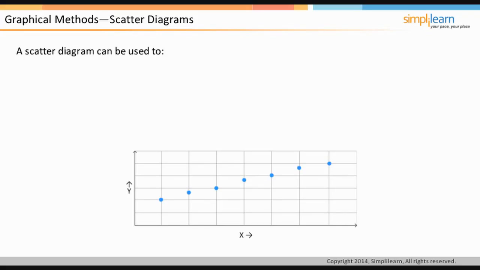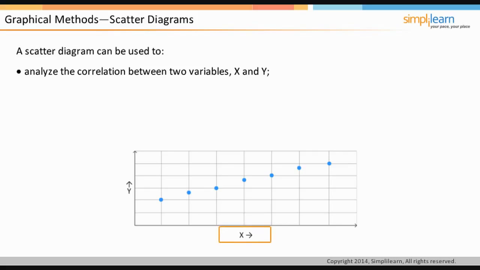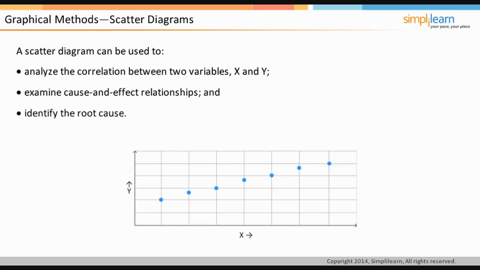In this screen, we will learn about another graphical method, scatter diagrams. A scatter diagram, or scatter plot, is a tool used to analyze the relationship or correlation between two sets of variables, x and y, with x as the independent variable and y as the dependent variable. A scatter diagram is also useful when cause-effect relationships have to be examined or root causes have to be identified.